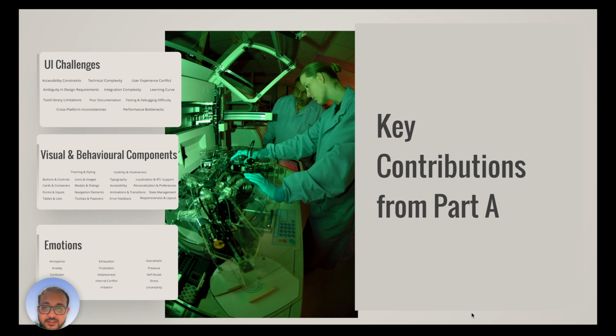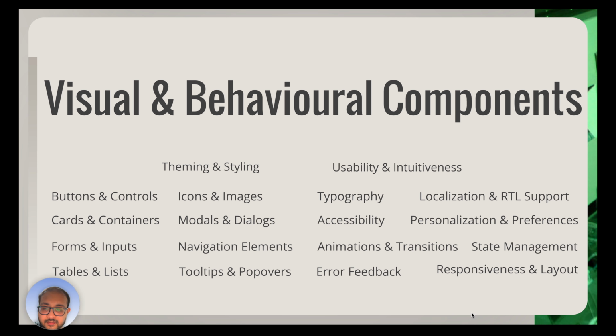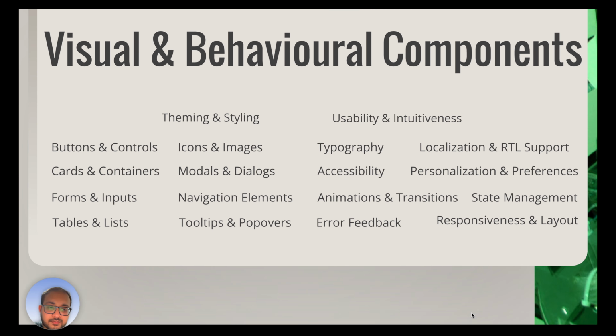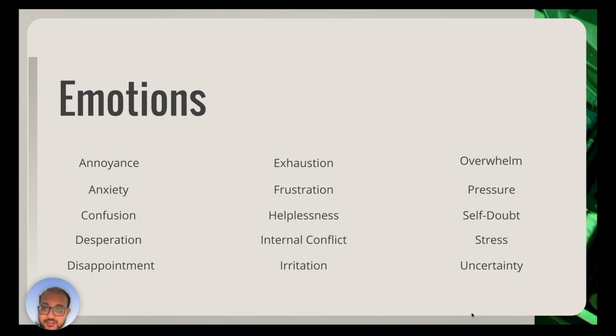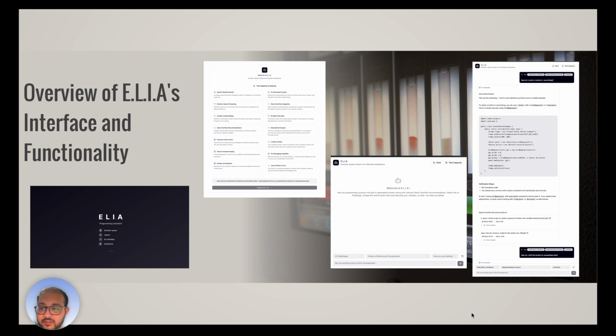Since this is part B of the project, we have some contributions from part A: the UI challenge categories, the visual and behavioral components which we curated, and finally the range of emotions which we saw in part A while processing and segregating the Stack Overflow posts. Now, this is the interface of ELIA.